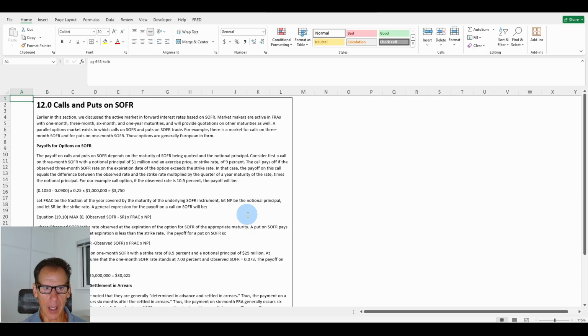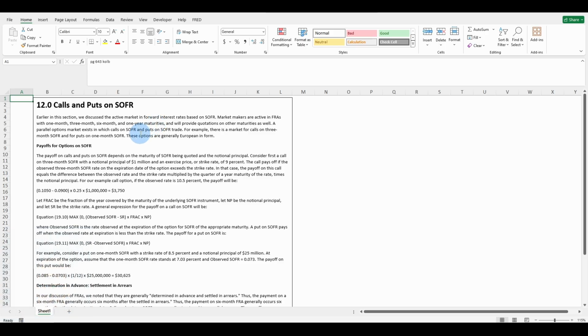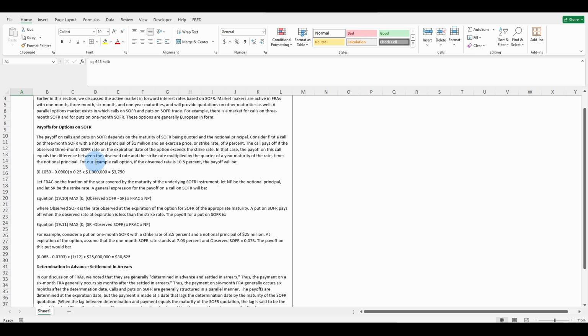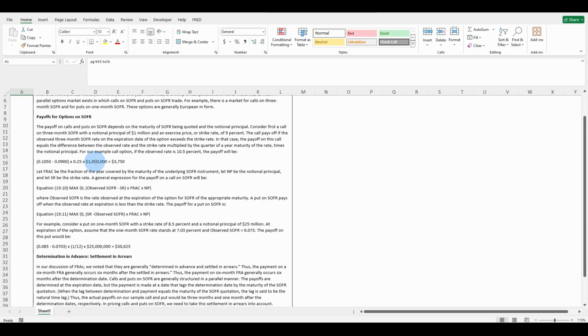Earlier in this section, we discussed the active market in forward interest rates based on SOFR. However, market makers are active in forward rates with 1 month, 3 months, 6 months, and 1 year maturities, and we will provide quotations on other maturities as well. A parallel option market exists in which calls on SOFR and puts on SOFR trade. For example, there's a market for calls on 3 month SOFR and for puts on 1 month. These options are generally European in form.